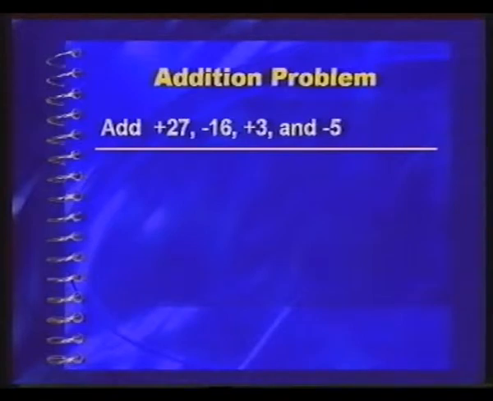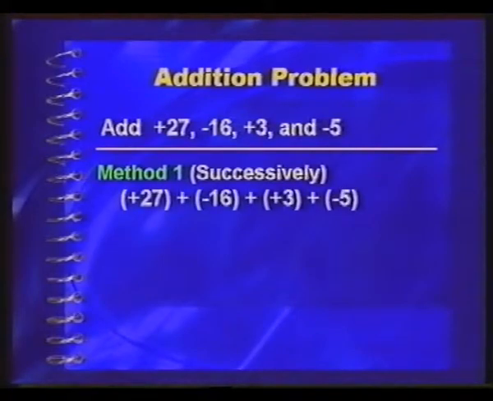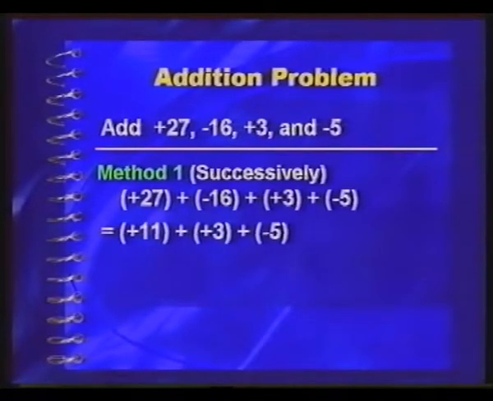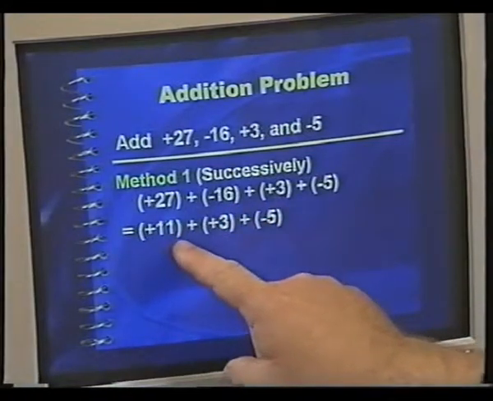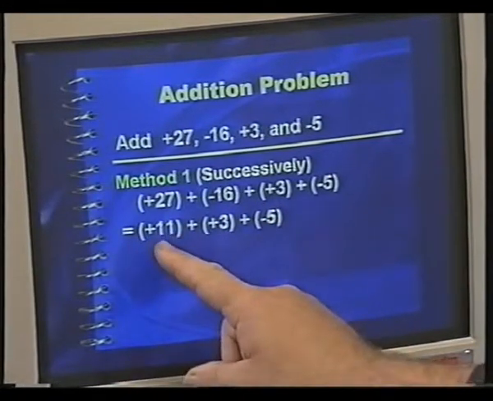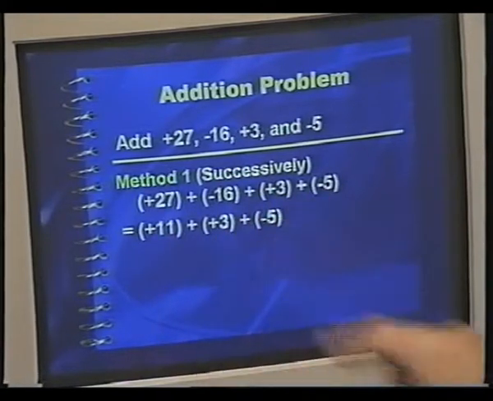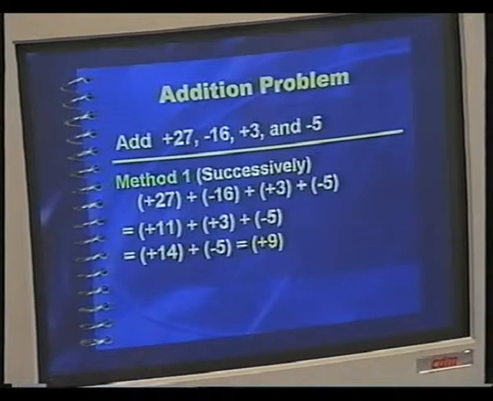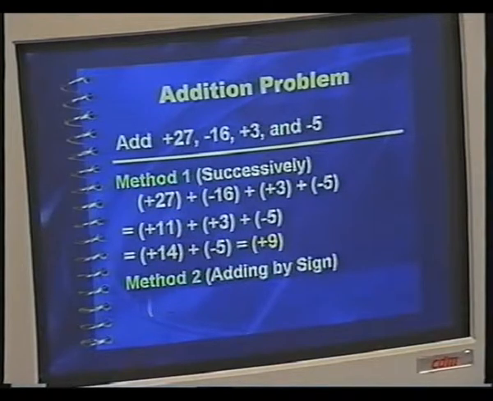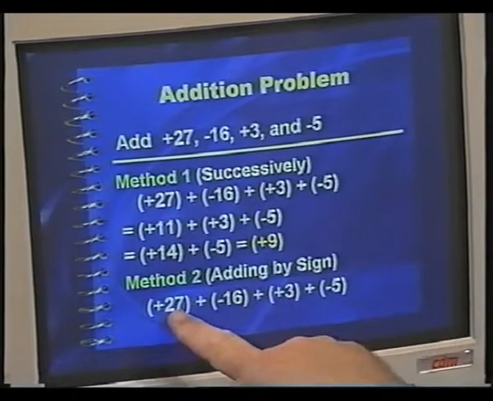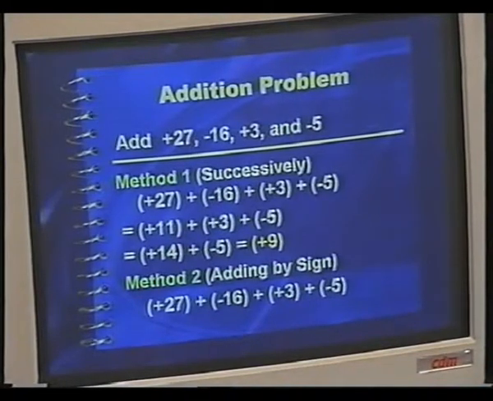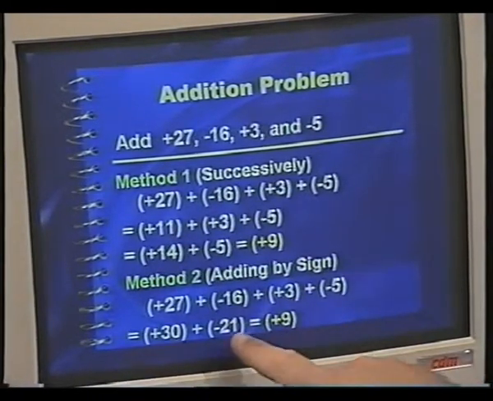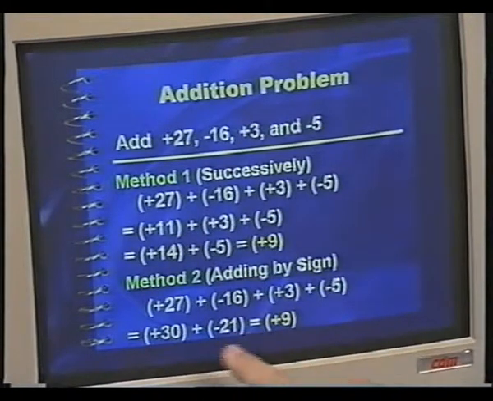We've got to add positive 27, negative 16, positive 3, and negative 5. I've written them down with brackets around them. Here we go. We've got the positive 27 and negative 16 successively, going from left to right, giving positive 11. That 3 is still there, that negative 5 is still there. Then I combine 11 and 3 to 14, and I finally get my answer. To do it the other way, called adding by sign, you look at the positives first: there are 27 and 3, so that makes 30 positives. Then we've got 16 and 5, that's 21 negatives. Combining those together gives you positive 9.